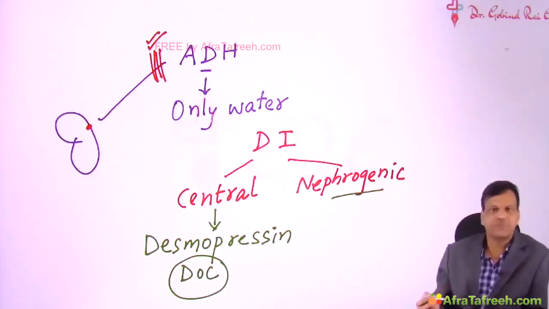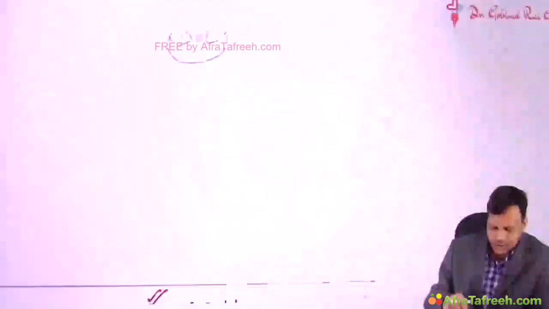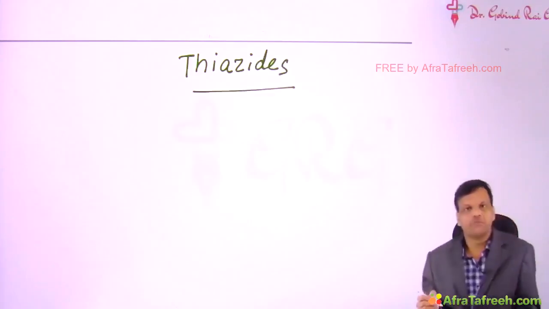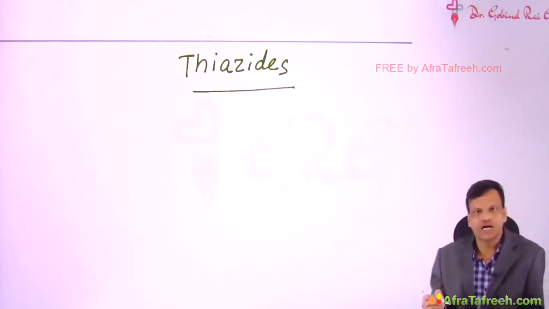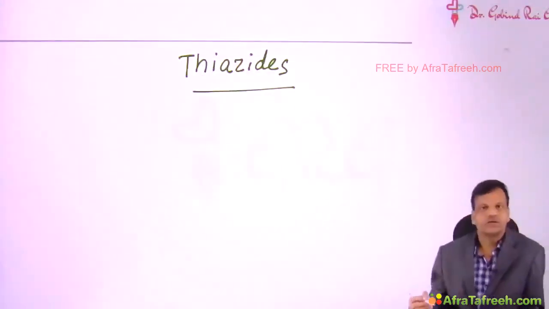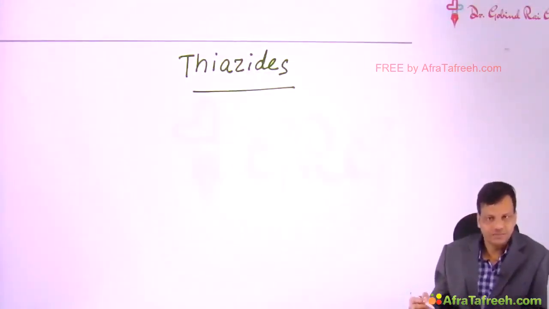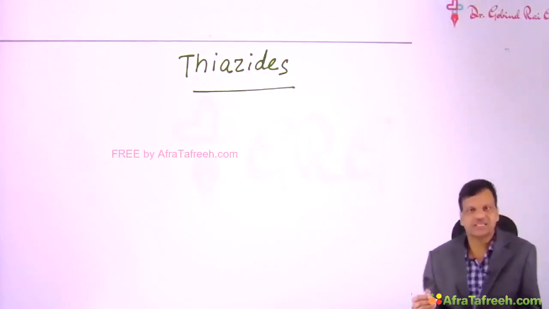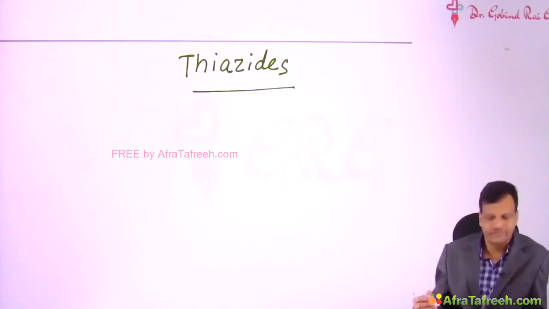So in nephrogenic diabetes insipidus, we can utilize thiazides. So how do the thiazides work? Remember, thiazides are diuretics, and in this person there is already more urine outflow. So how will thiazides work? Now, there are many possible mechanisms. The most important mechanism which can explain why thiazides are producing an anti-diuretic effect.